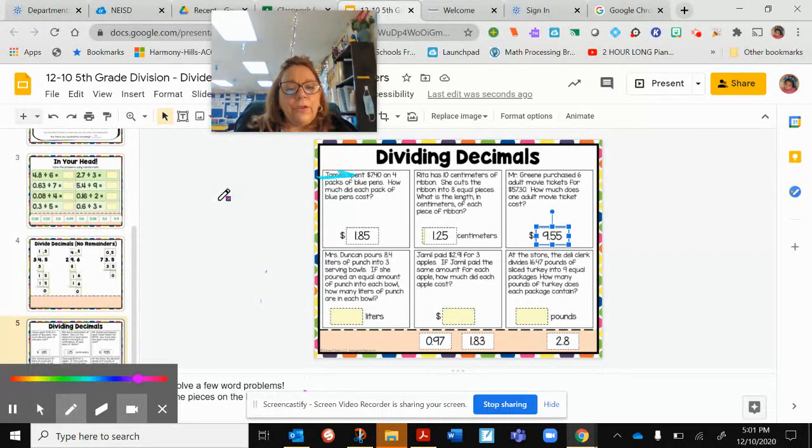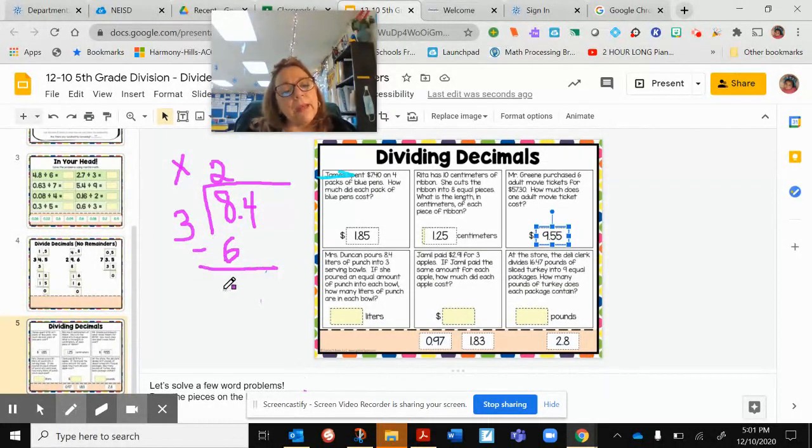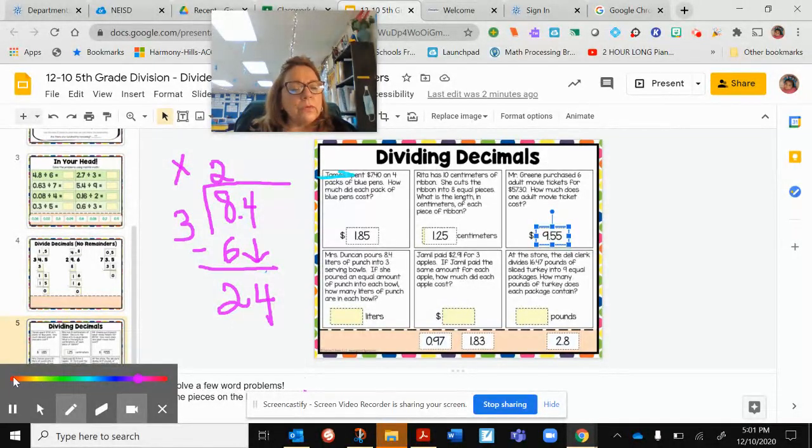Okay, are you getting it now? So I have 8 and 4 tenths. Divide that by, and this means divided by, and I have 3 bowls. 3 times 2 equals 6. 3 times 3 equals 9. Too big. So 2 can go into each group, using 6 of the 8, leaving me with how much? Absolutely, 2. Bring down my 4 tenths.